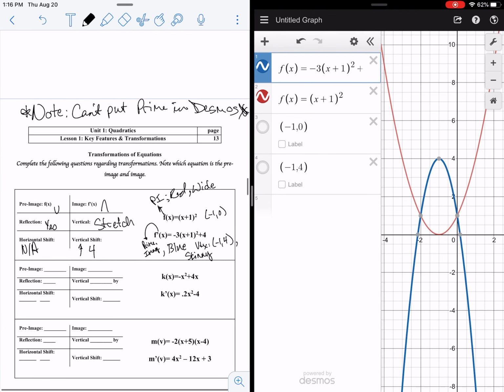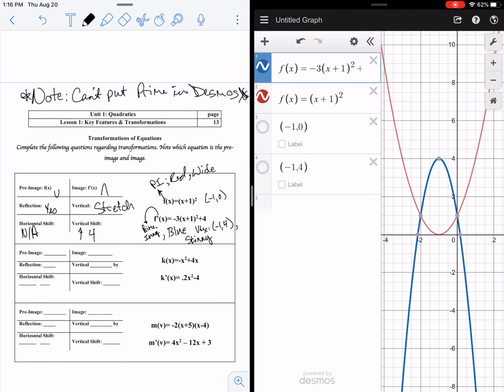Remember, you can't put your prime in Desmos, so just type your equations and make notes all over the place. The most important thing is to know your pre-image versus your image. After you do that, I think color is a really big deal. Once you get color, I would then write the vertex of both, because that's going to get us through the horizontal and vertical shifts. Once you get your horizontal and vertical shifts, make a decision on which one's skinny and which one's wide, and finish up with vertical stretches and or compressions.